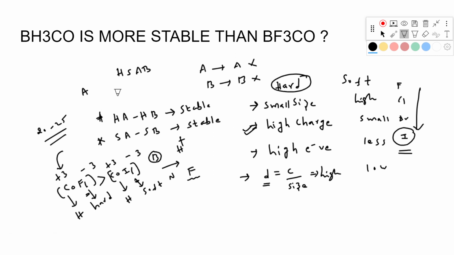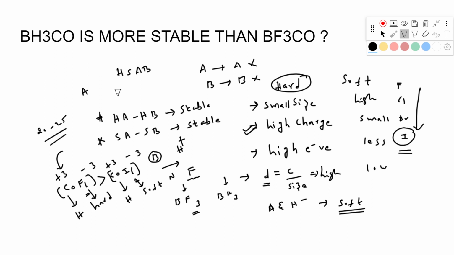Okay. Next one. For suppose you take BF3 and BH3. Okay. So how you have to compare? Simple. So BF3 is here, BH3 is here. Here fluorine, here hydrogen. You have to remember one thing: hydrogen and H minus, H and H minus, always you have to consider as soft one. Okay. So H and H minus are soft. So here this is soft, this is hard. So comparatively BF3 is hard.